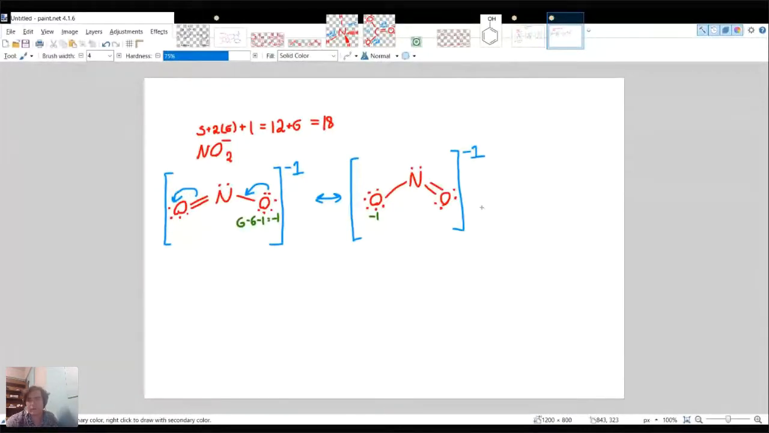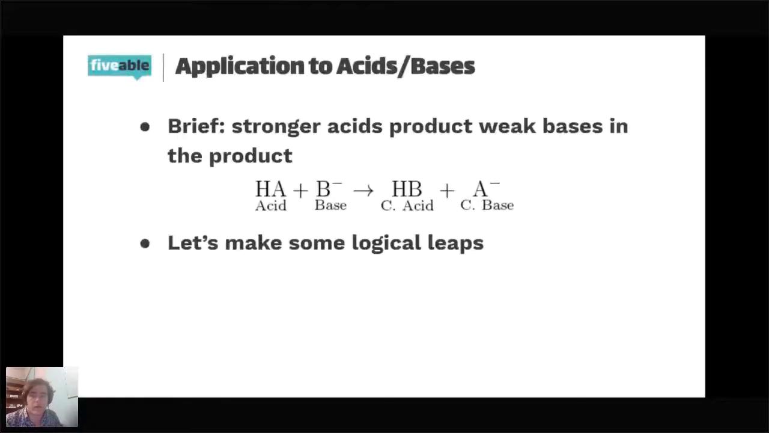There's a lot of practice sheets to do this stuff on, but the only problem is chemistry is a new subject in Fiveable, so there's not a whole lot of resources on Fiveable, but you can find stuff online. So we're gonna go back to the slides now and talk about applications of this to acids and bases.